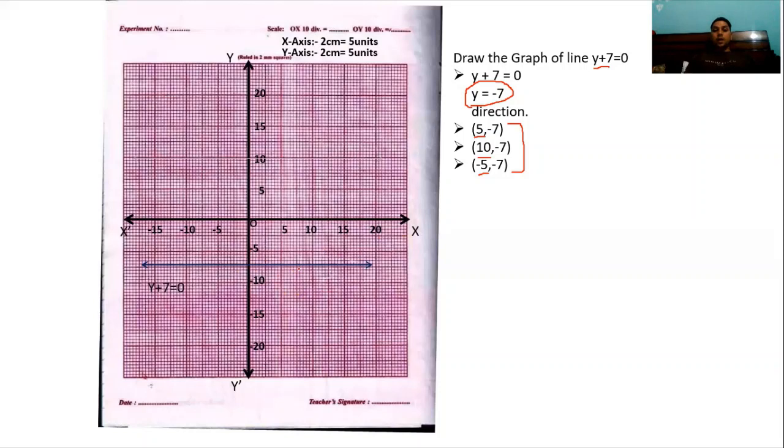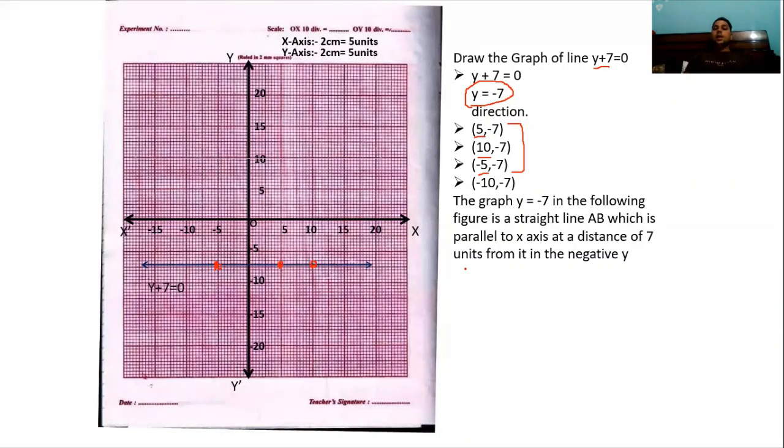So plotting these points on the graph paper, what we have is (5, -7). Then (10, -7) will be located here, and similarly (-5, -7) here. The value of y remains fixed or unchanged, but the value of x is changing. So it will be a straight line parallel to the x-axis, and it is at a distance of 7 units in the negative direction of y.